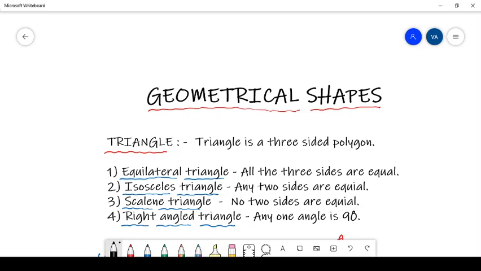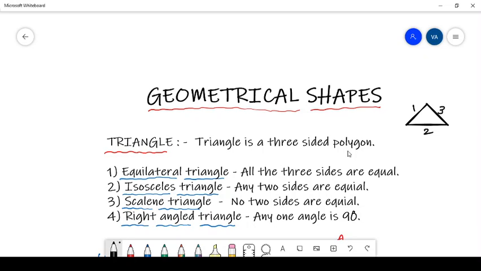Geometrical shapes. First of all, three-sided polygon. Any figure having three sides, like this. This is one, this is second, this is the third side. This type of figure or shape is called a triangle.